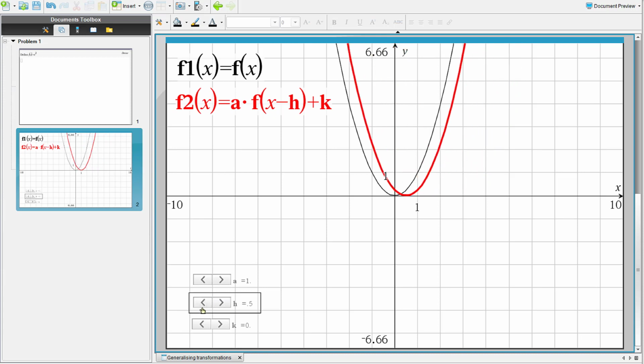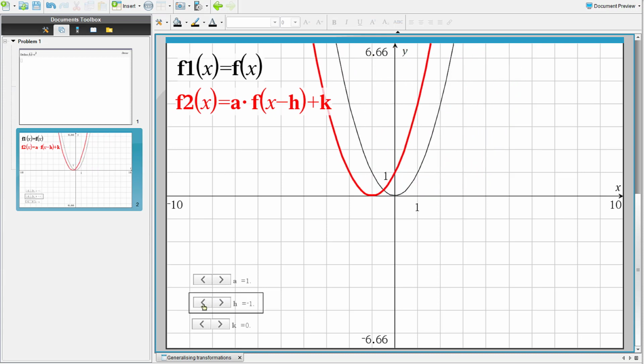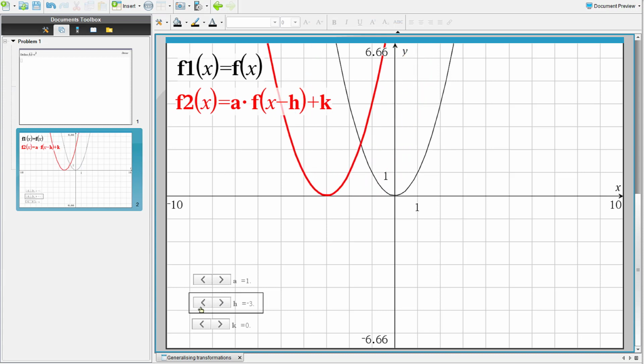If I make h a negative value, so here h is equal to negative 1, subbing that into this equation, that would give me f of x minus minus 1. So this is f of x plus 1. In the case of the quadratic, this is x plus 1 all squared. This is x plus 2 all squared. This is x plus 3 all squared. So remember, these horizontal translations, they look backwards in the equation.